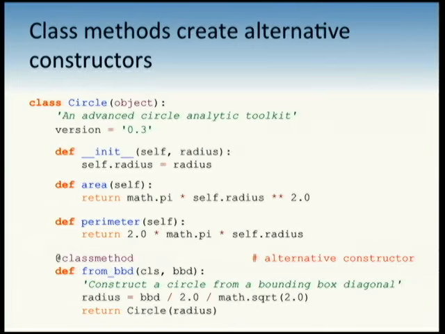So in this case, the class method we can call circle from BBD, the bounding box diagonal, and that will convert to a radius and then build a circle. That way a person doesn't need the converter function. They just call the appropriate constructor, just like you would call datetime from timestamp. You can call circle from BBD, and it will make a circle instance for you. Do you dig it? Yes, that is what class methods are for.